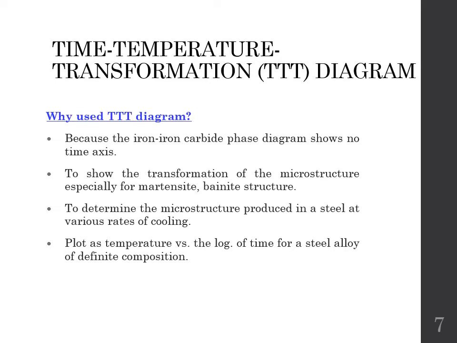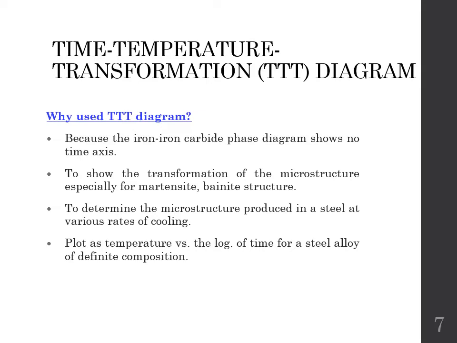certain composition. So, to show the transformation of the microstructure, especially for martensite and bainite structures that were not in the iron-iron carbide phase diagram, we shall use the TTT diagram. And we also use the TTT diagram to determine the microstructure produced in steel at various rates of cooling. Different cooling rates will produce different microstructures.